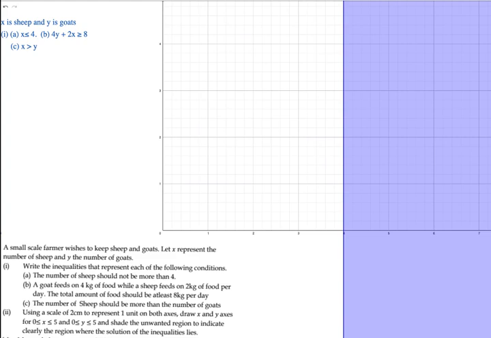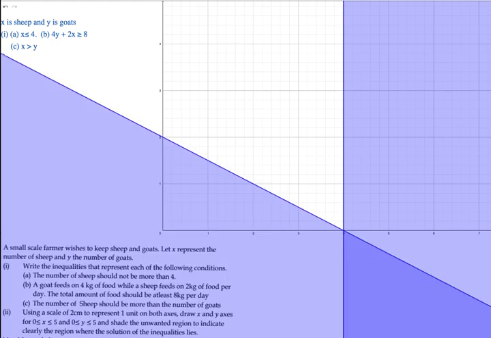Then let's move to the next one, 4y plus 2x greater than or equal to 8. It is a solid line. We want the values that are greater than 8 when it comes to that one. So the parts below the line, we are going to shade them, because that's the unwanted region. We want those that are above 8.